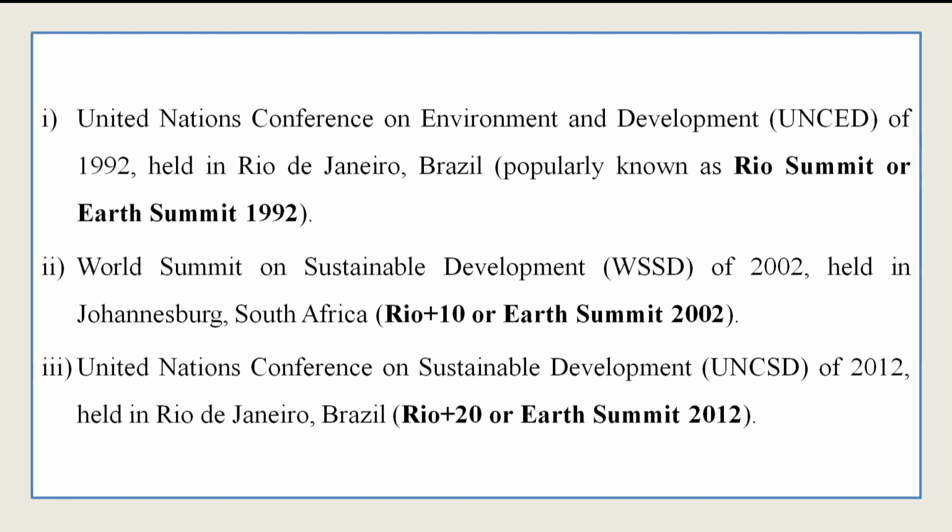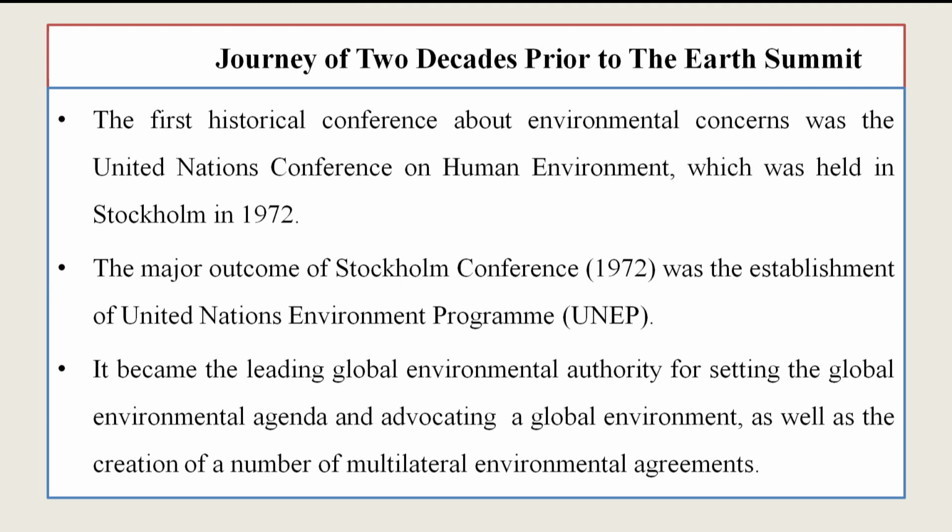There was a first historical conference, the United Nations Conference on the Human Environment, held in Stockholm in 1972. The conference called upon governments and people to apply common efforts for the preservation of the environment for the benefit of human beings all over the globe. The major outcome of the Stockholm Conference in 1972 was the first establishment of the United Nations Environment Program.